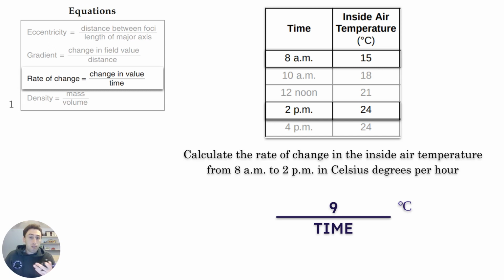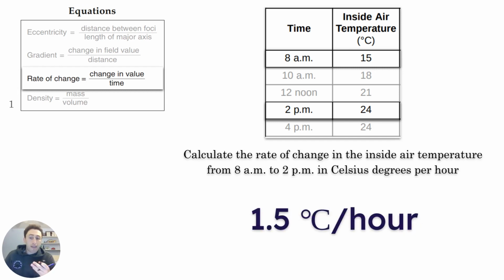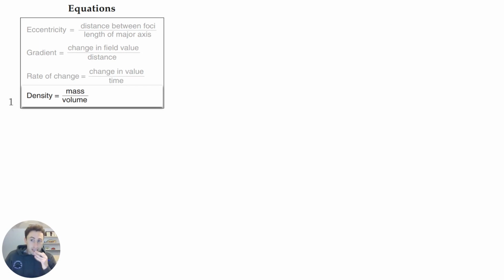Over the time, it's 2 p.m. minus 8 a.m. The number of hours between that is going to be 6 hours. So the rate of change is the change in value over the time, which in this case is 9 degrees Celsius over 6 hours. So therefore, 9 divided by 6 is going to be 1.5. That's a rate of change from those 2 points of 1.5 Celsius per hour. That is the rate of change that you need to know for the Regents.